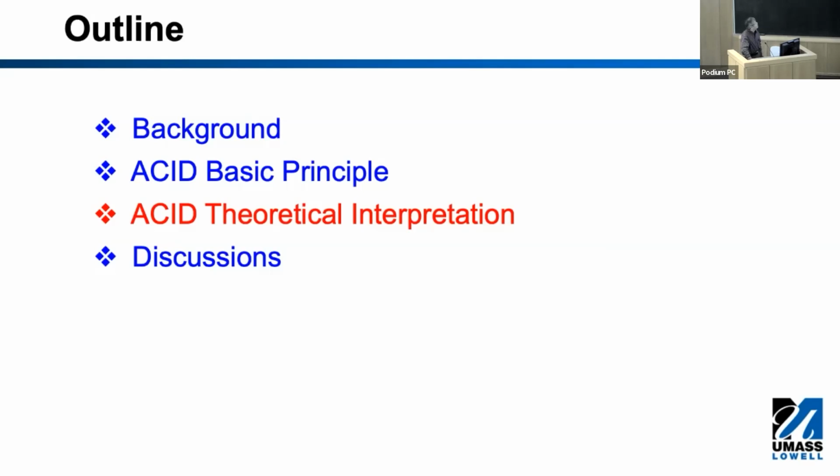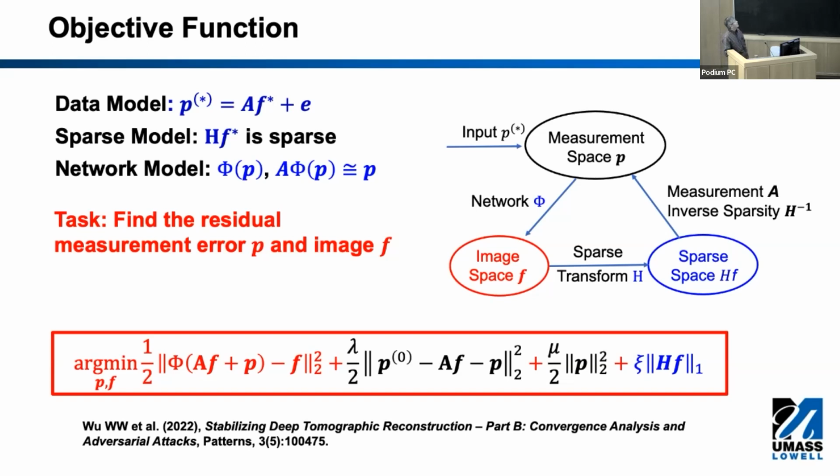So next, let me give some details. Here we have the data model: P star equal to A F star plus E. Here A is the system matrix. F is the image object to be reconstructed. We assume the image is sparse after the sparse transform H. The network is trained to solve the problem AF equal P, that is, A fed P approximately equals P. The network fed can be viewed as the inverse problem for the measurement.